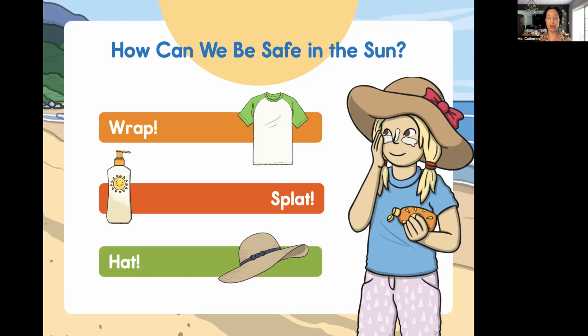Okay, so we have our t-shirt, our dress, shorts, or pants. Then we splat with sunscreen to protect our skin, right? Our face, our nose, our cheeks, our arms, our hands, our legs, and our back, our whole body. And the hats. What is the vocabulary word for shading? Right. We want to shade ourselves from the sun. So, what are the 3 ones to be safe in the sun? Wrap, splat, and hat. Isn't that fun?